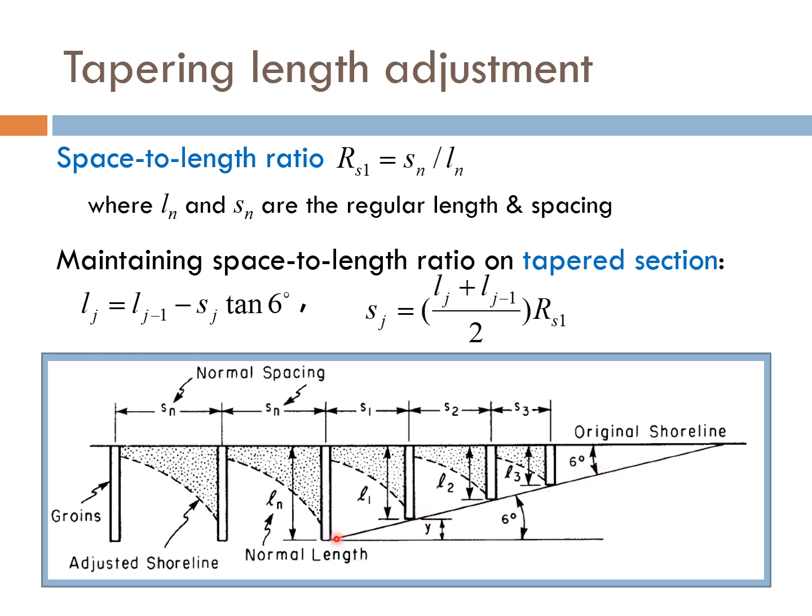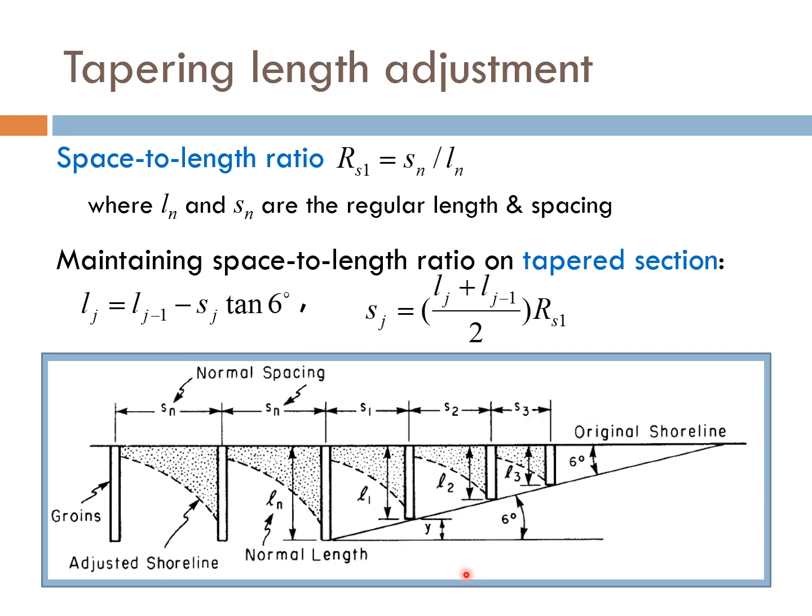You notice that this allows the groin field not to terminate abruptly with a long groin, which may cause excessive erosion on the downdrift side, but to taper off staggeredly so that there will be some degree of sediment downdrift to the end of the groin field, such that this section at the very end will not experience excessive erosion.